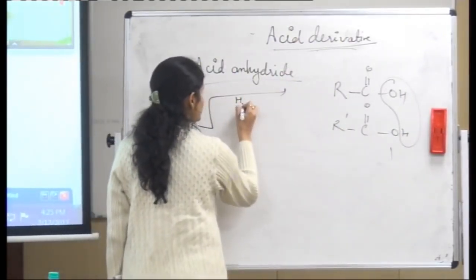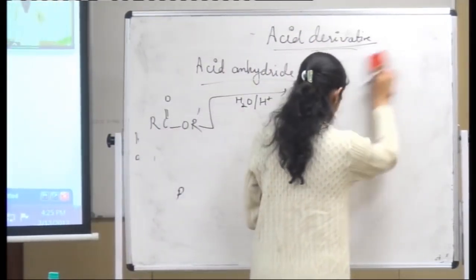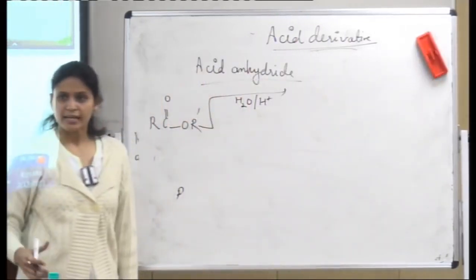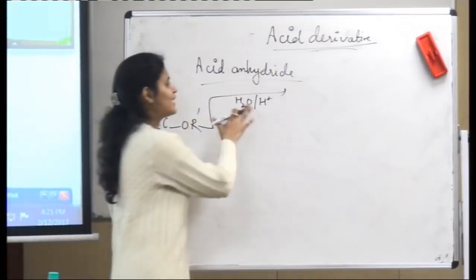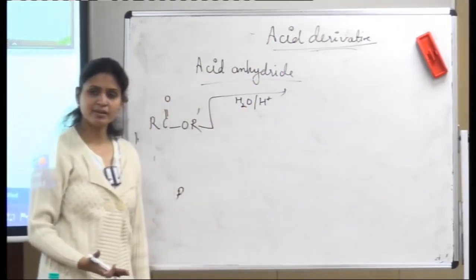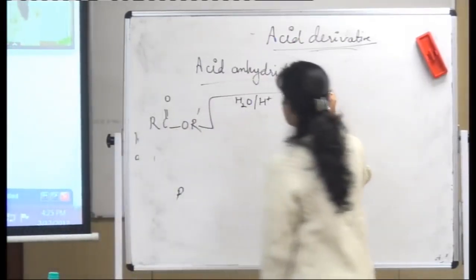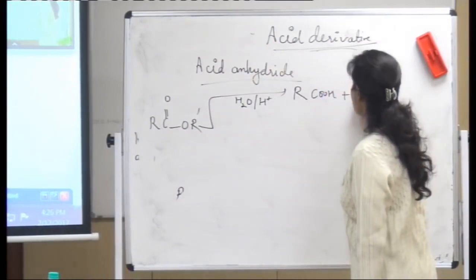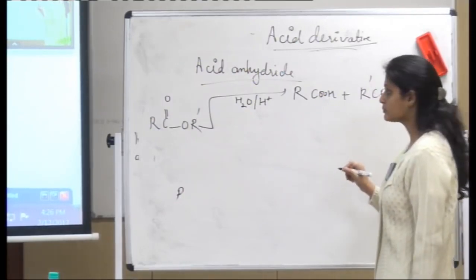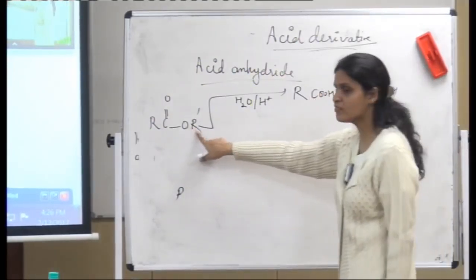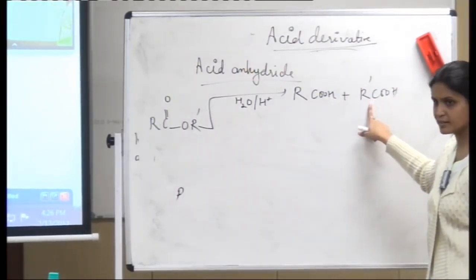What if I hydrolyze it? What should be the product of hydrolysis? While forming the anhydride, I was removing a water molecule. And if I am again adding a water molecule to it, what will happen? Formation of two acid molecules. That means RCOOH and R dash COOH. Having this R will have one carbon less, right?